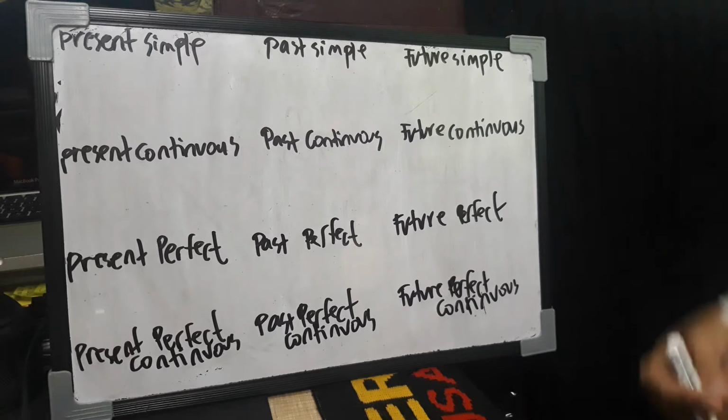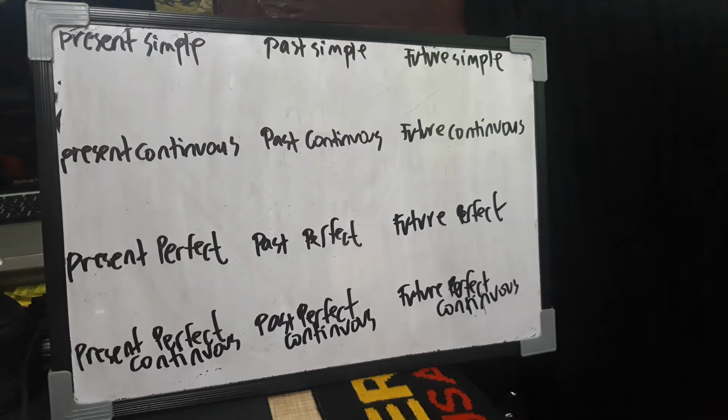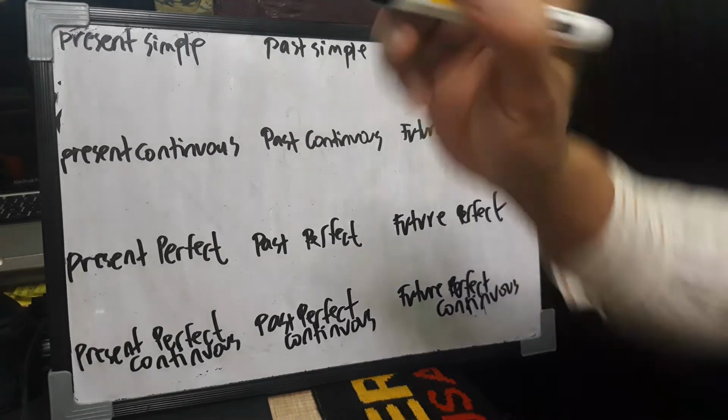Present simple, present continuous, present perfect, present perfect continuous. We have the past tenses, the past simple, the past continuous, the past perfect, and the past perfect continuous. And we do have your future tenses. We have the future simple, the future continuous, the future perfect, and future perfect continuous. Now let's go to the pattern guide.